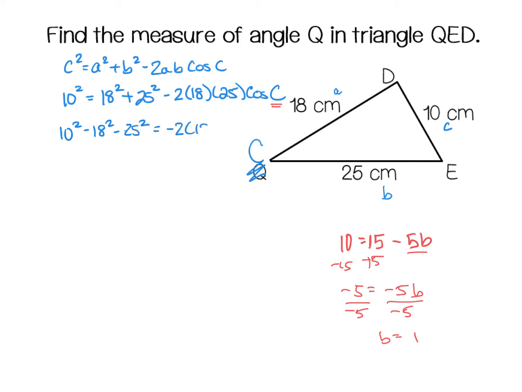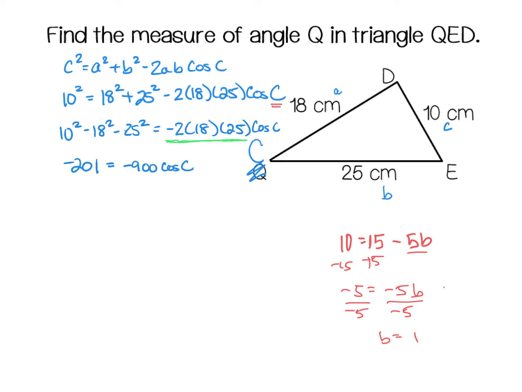So I'm just rewriting here, but I would type this all into my calculator at once, at least the left-hand side. So if I do 10 squared minus 18 squared minus 25 squared, I get negative 201 equals, and now I'm going to multiply this in my calculator. My negative 2 times 18 times 25. That gives me negative 900 times the cosine of C.